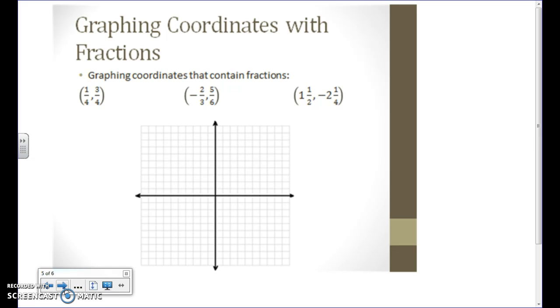Because it's in fourths for the first problem, I'm going to think of each line as being 1/4. So 1, 2, 3, that's actually going to be 1, and I'll label it right there. 2, 3, 4, and that will be 2. So I'm just dividing my graphs into fourths instead of each one being worth a whole.